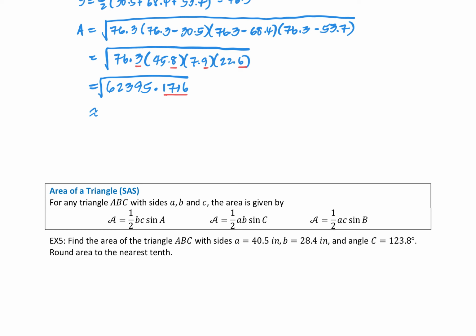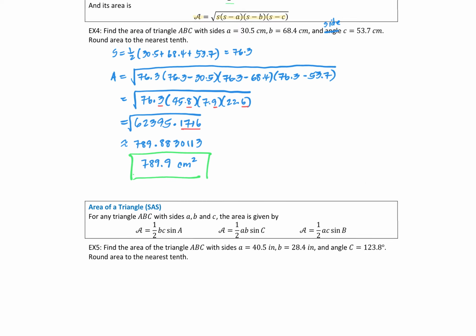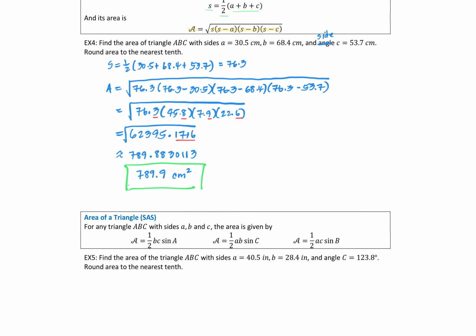Once I square root, I am now looking at 789.8830113. I'm looking at an approximation. And here it says round the area to the nearest tenth, which is 1 decimal place. 789.9. At this point, I would add the units. We were working with centimeters, so this should be centimeters. Area is squared. Okay. So that's Heron's formula if you have 3 sides.